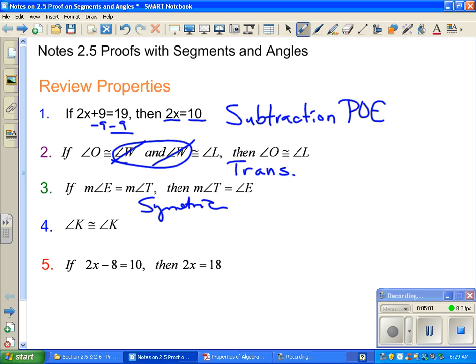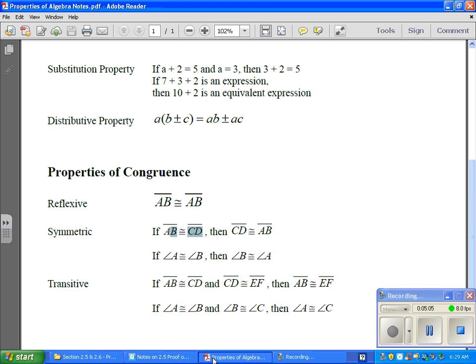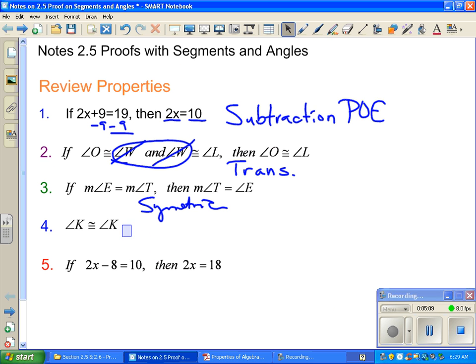Now, in number 4, you have angle K is congruent to angle K. When we go back and look at our congruencies, we see that's the reflexive property. I do not know why it keeps doing that. There we go. It's right in there.